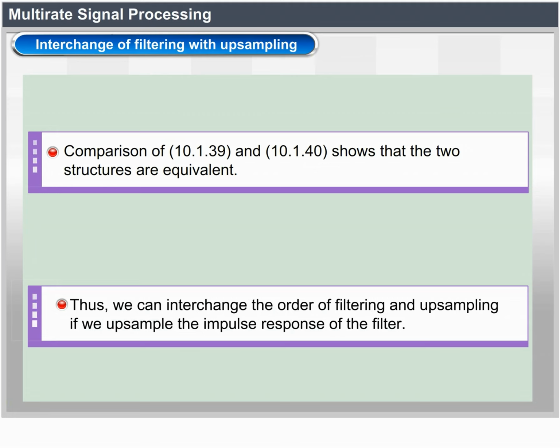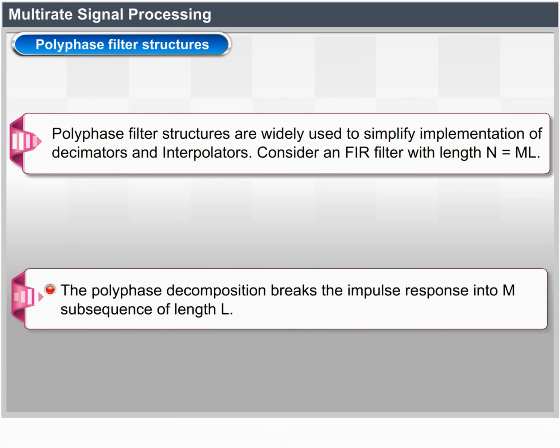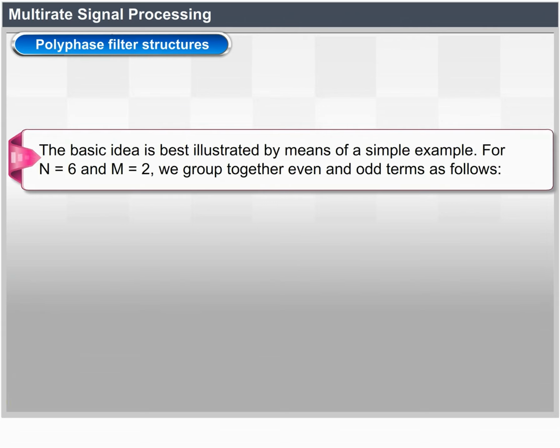Polyphase filter structures. Polyphase filter structures are widely used to simplify implementation of decimators and interpolators. Consider an FIR filter with length N = ML. The polyphase decomposition breaks the impulse response into M subsequences of length L. The basic idea is best illustrated by means of a simple example. For N = 6 and M = 2, we group together even and odd terms as follows.